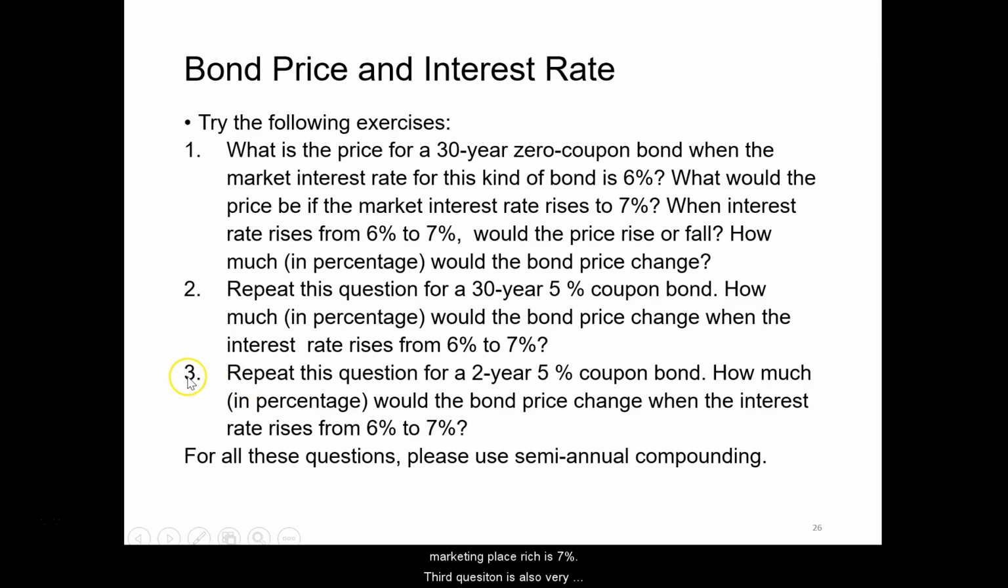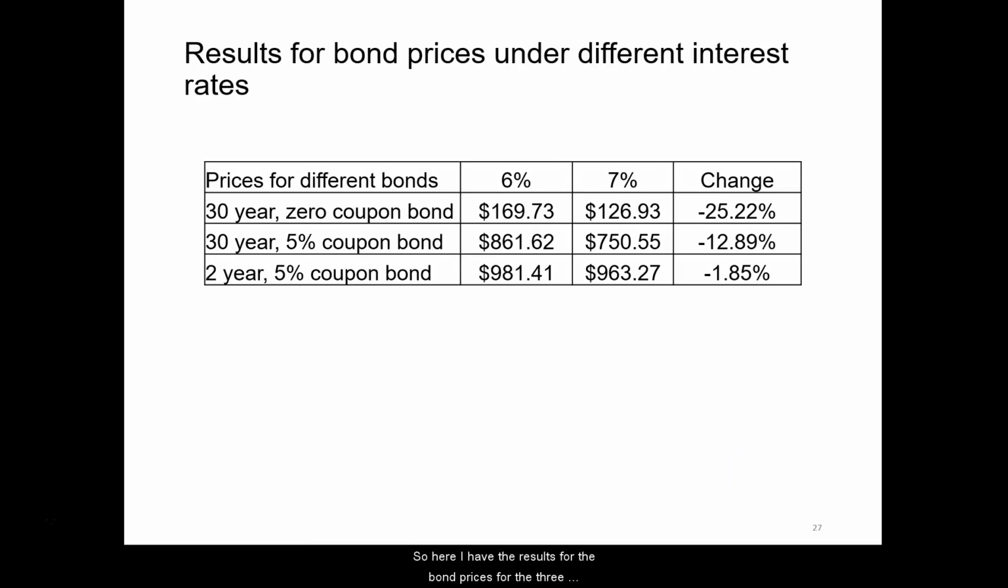Third question is also very similar, but now we are looking at a 2-year 5% coupon bonds. So again, for this question, you are also trying to calculate two prices for the same bond, just change the required rate of return from 6% to 7%. So here I have the results for the bond prices for the three different bonds mentioned in the last slide under two different interest rates.